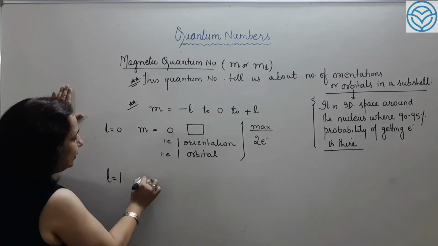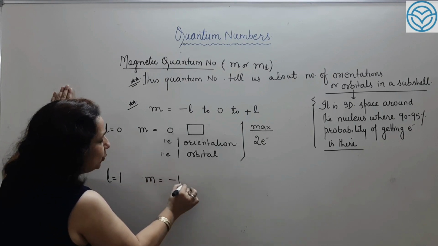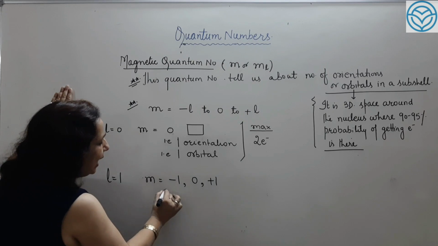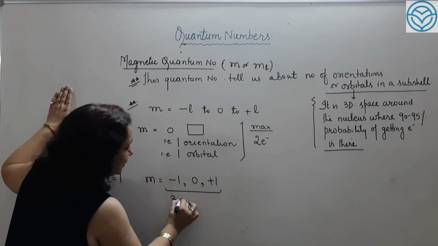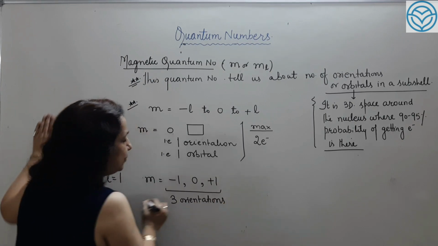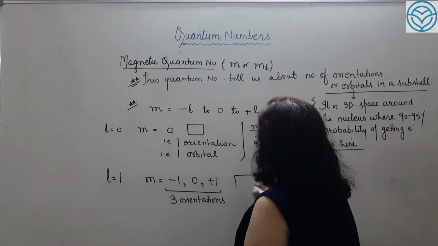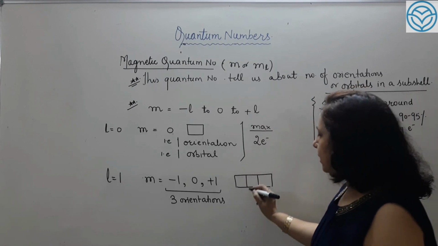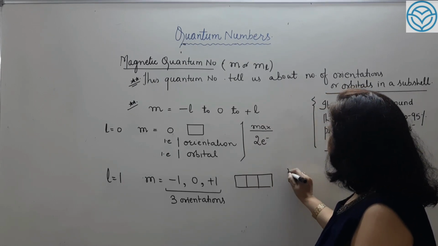If it is L1, M will be minus 1, 0, plus 1. There are 3 orientations. When I say there are 3 orientations in that subshell, it means we must understand that there are 3 orbitals in that subshell and a maximum of 6 electrons can be there.